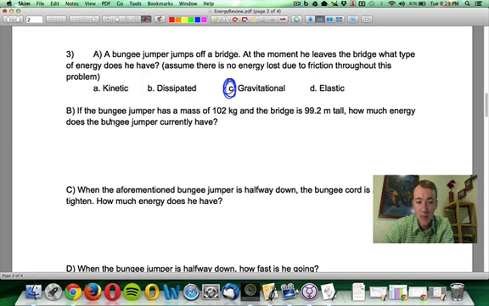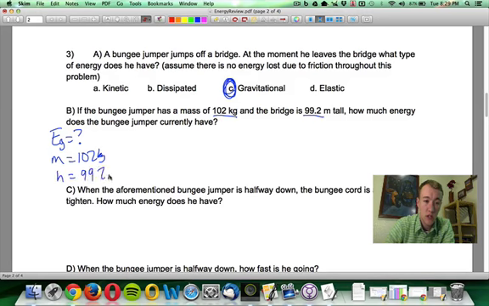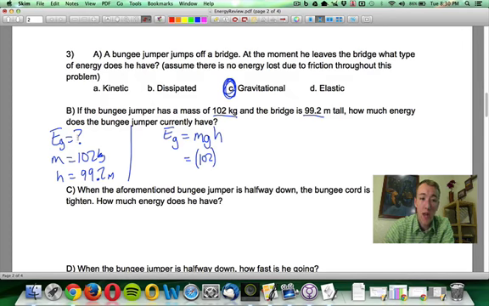Next question says that if that bungee jumper has a mass of 102 kilograms, and the bridge is 99.2 meters tall, how much energy does he have? Well, we said at the top that he's going to have gravitational potential energy. So we want to figure out how much of that he has. We know his mass is 102 kilograms, and we know the height is 99.2 meters. Our equation for gravitational potential energy is mass times gravity times height. We just said the mass was 102. Gravity not given to us, but it's one of those things you should definitely know by now. That's 10, and the height is 99.2.